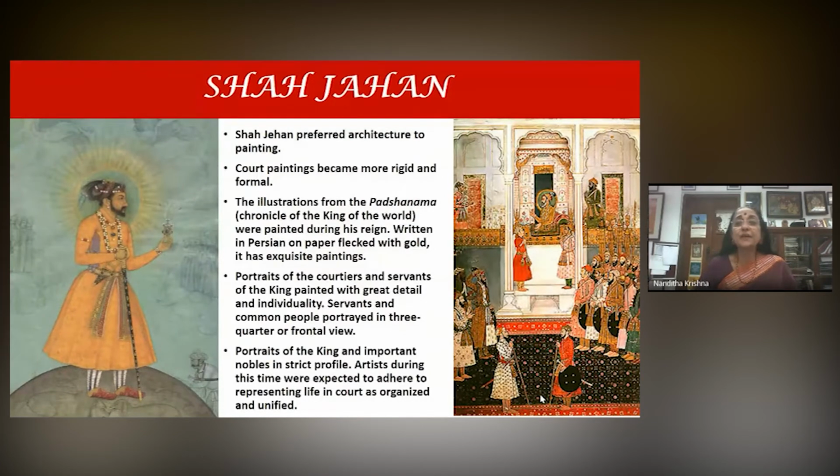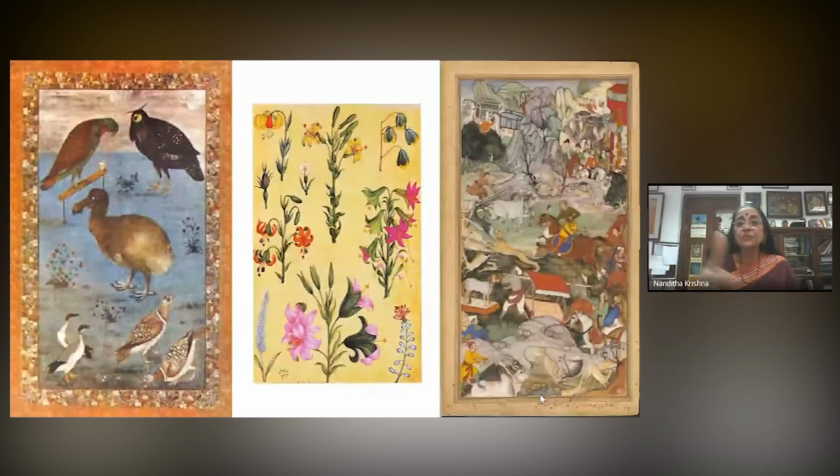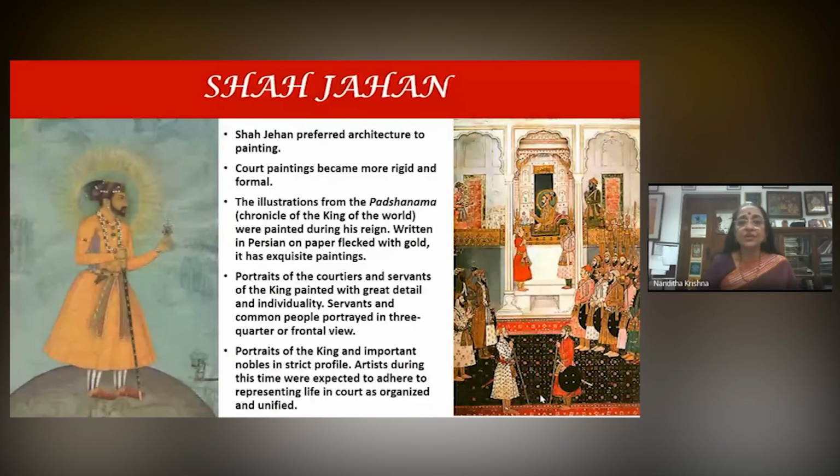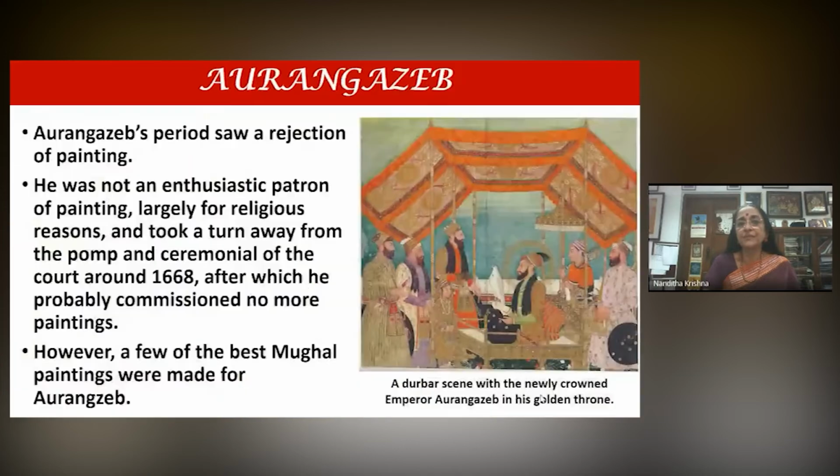Now the court paintings become rigid and formal. Earlier, look at the movement, even in the hunting pictures. But now Shah Jahan, on the other side, on the right side, you see a court of Shah Jahan. All the nobles and the king were always in profile. And only courtiers and servants were portrayed, were painted with detail and individuality. So you can see the different kinds of people over here and the very rigid formality.